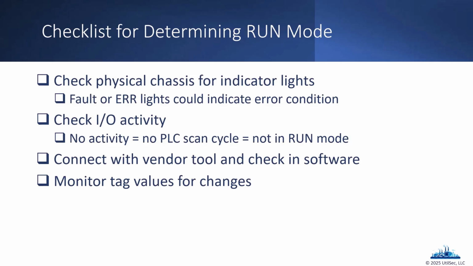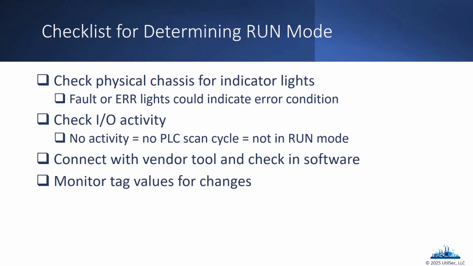Or you can actually look to see, are there any activity lights? So if there's no activity and you're sitting there watching the PLC for at least a minute or two, and you're not seeing anything, it's kind of like a network switch. If you're not seeing any blinking lights and there's no activity, it means it's not working. So in that case, it probably isn't in run mode, or the lights are bad, but chances are you're not going to be in run mode.